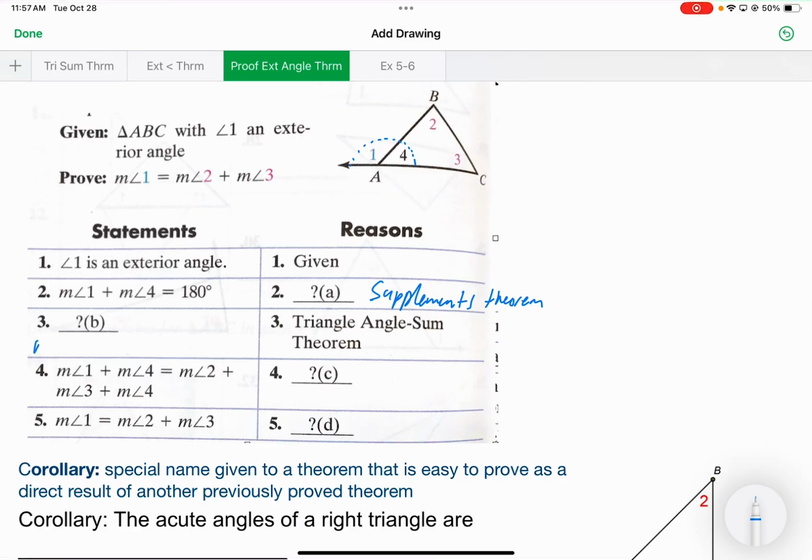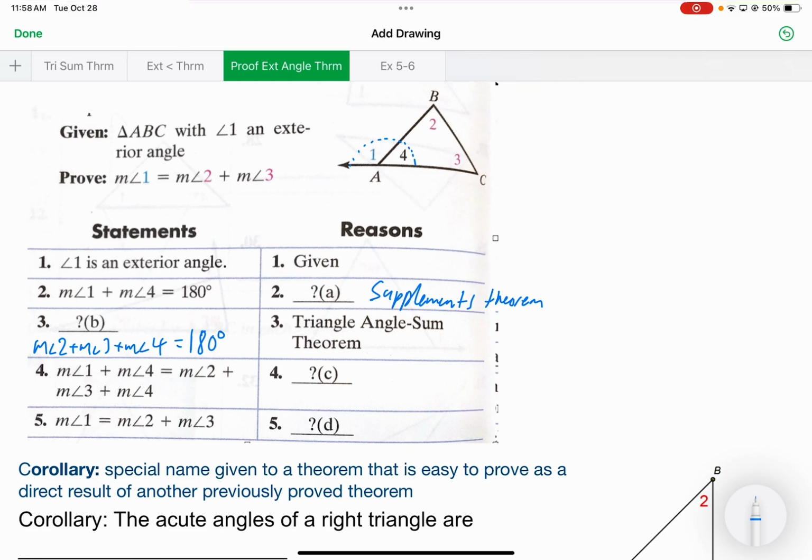4, 2, and 3, right? So the measure of angle 2 plus the measure of angle 3 plus the measure of angle 4 equals 180 degrees by that theorem. Okay, so I know that 1 plus 4 equals 180, and then I know 2 plus 3 plus 4 equals 180, so what can I do with those two expressions?